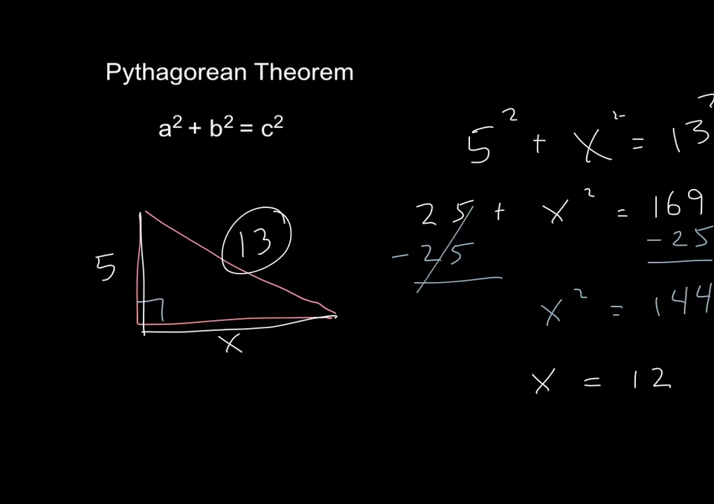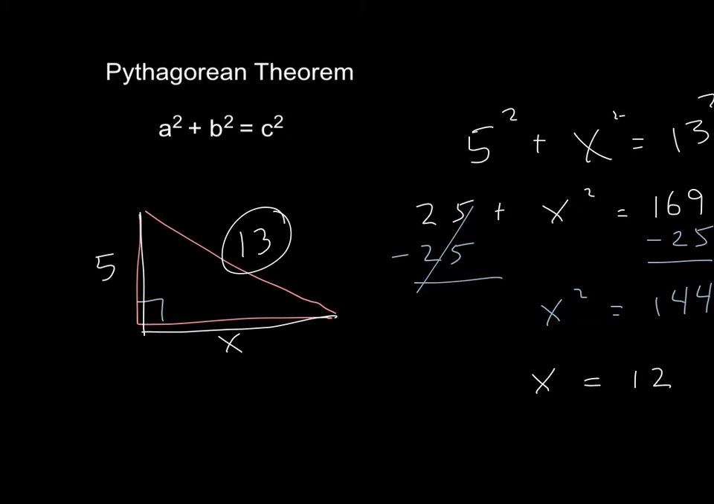Now in some cases, x could be negative. Certainly negative 12 times negative 12 does equal 144, but in this case we know it has to be a positive value, so we'll rule out the negative value of negative 12 and be satisfied that the missing leg is 12.